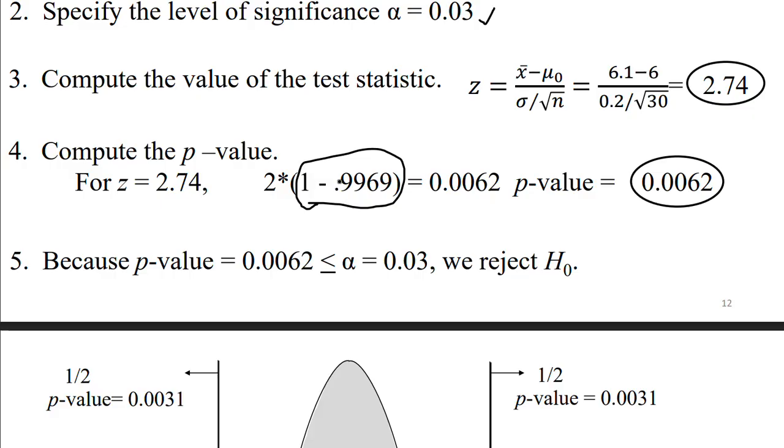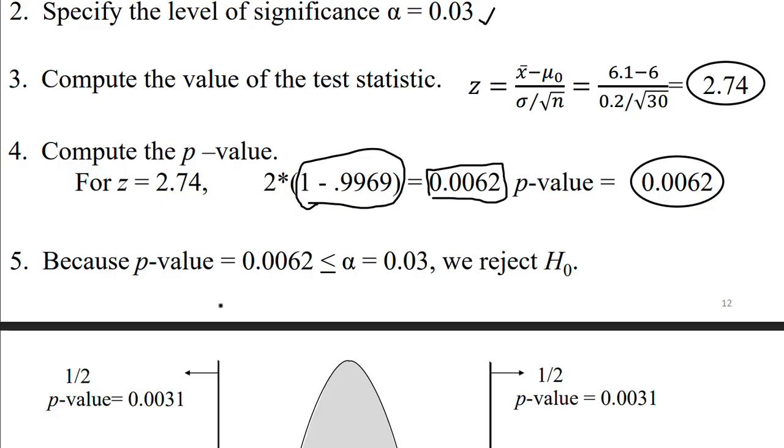When we multiply 2 by 0.9969, it's going to give us 0.0062. This value here therefore becomes our p-value, and we make our decision based on this p-value here. So we'll take the 0.9969, subtract it from 1, it gives us a lower probability of 0.0031, and then we'll multiply by 2 to arrive at the p-value of 0.0062, as you see here.